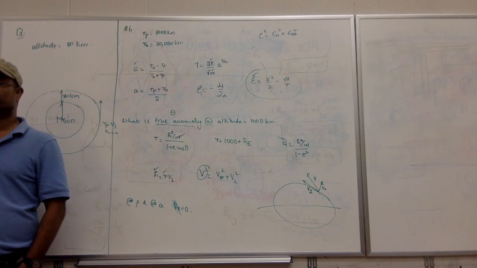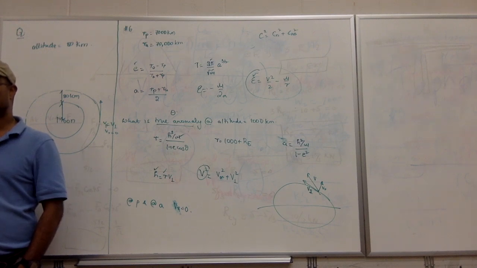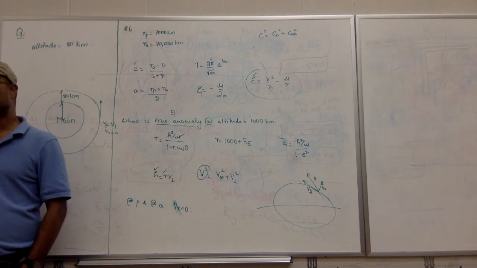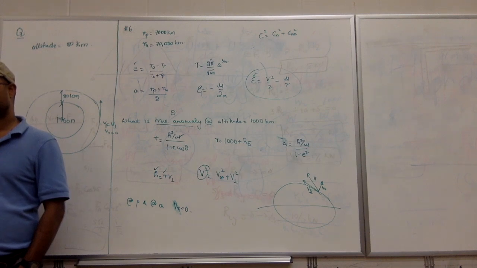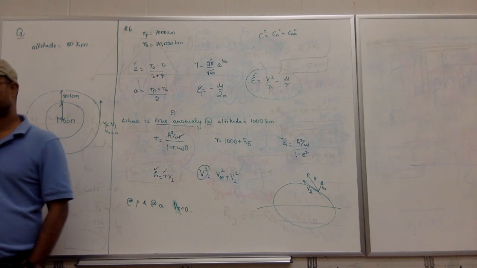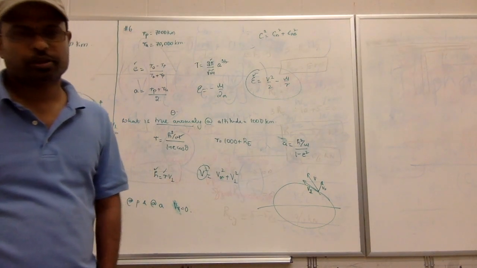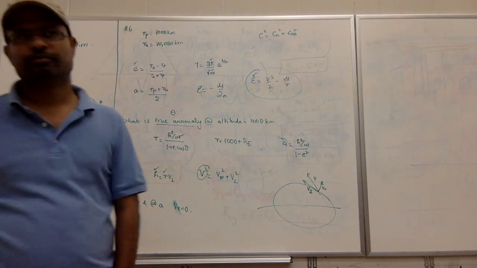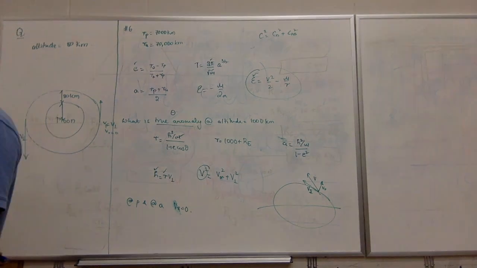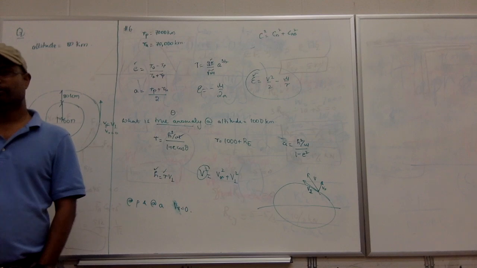Okay. So here, what is the area? Apply Kepler's second law. Equal area in equal time. What is the area? What kind of orbit is it? One-third the area, one-third the time taken. Right. Equal area in equal time. One-third the area of an ellipse.